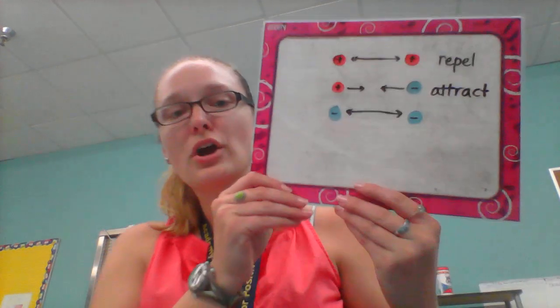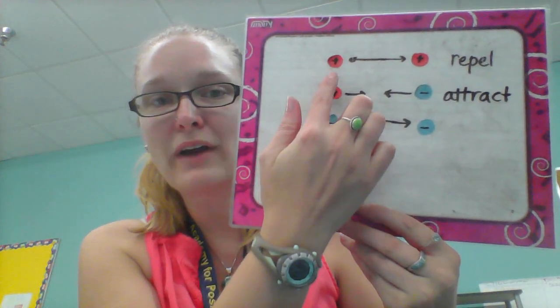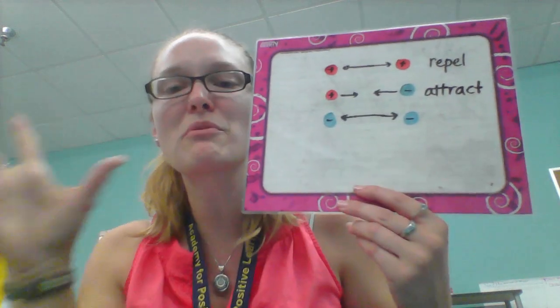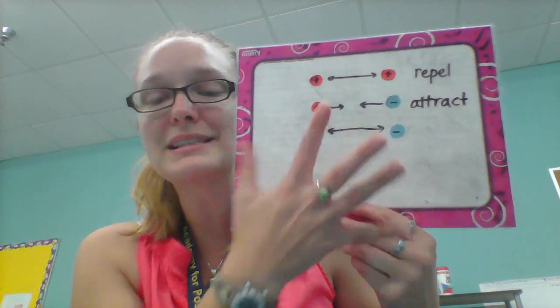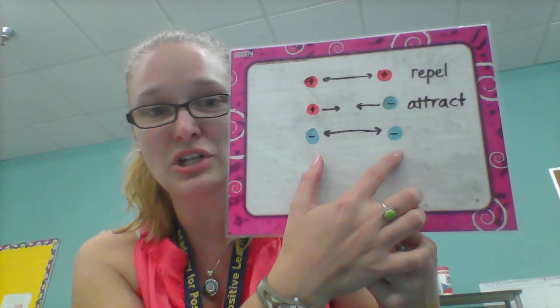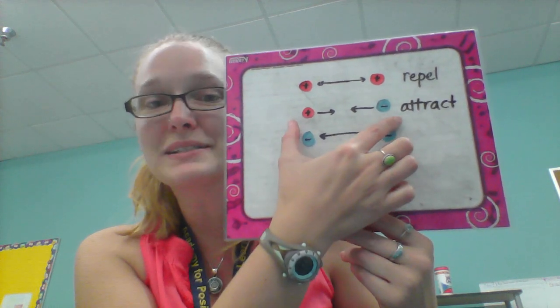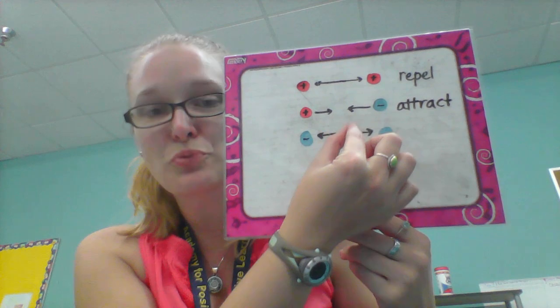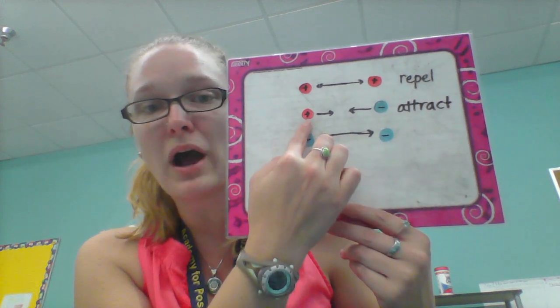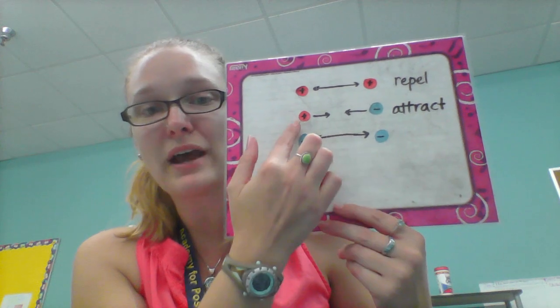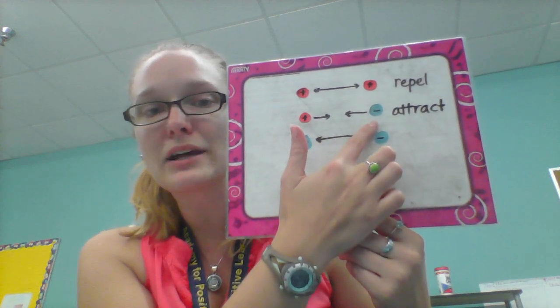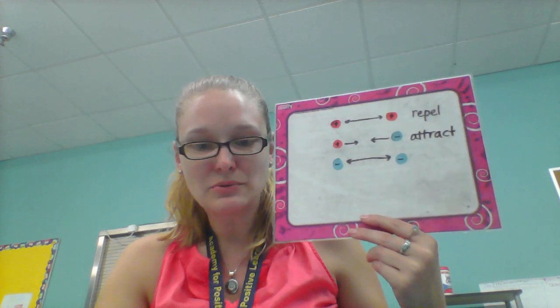Particles with the same charge will repel. So if I have 2 protons, they repel each other. They don't want to get close to each other. If I have 2 electrons, they repel. They don't want to be close to each other. But when I have opposites, they actually attract to each other. So a positive and a negative charge will attract. So if I have a proton and an electron, they actually attract to each other.